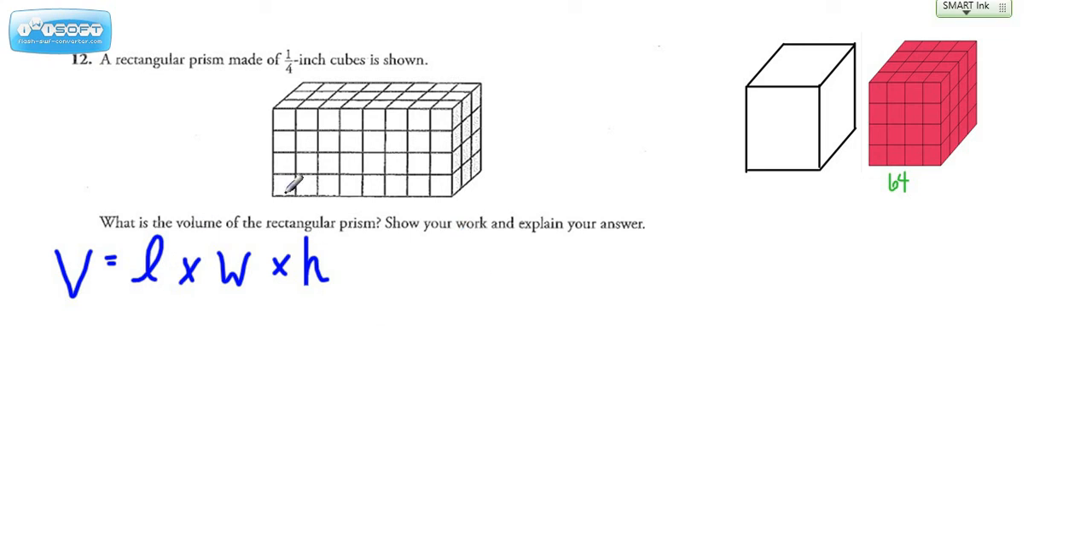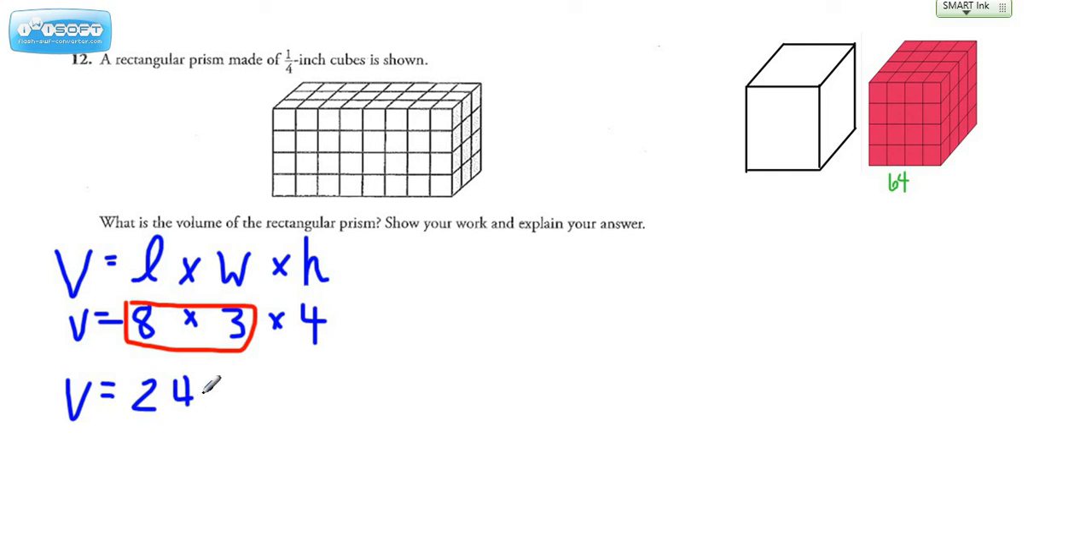All right, so let's count out the length. 1, 2, 3, 4, 5, 6, 7, 8 cubes going that way. Let's figure out the width, going back, 1, 2, 3, and then the height, 1, 2, 3, 4. And if we do 8 times 3, to get that bottom layer, or what we have called in class big B, that would be 24. And then if we do 24 times 4, we end up getting 96 cubes.